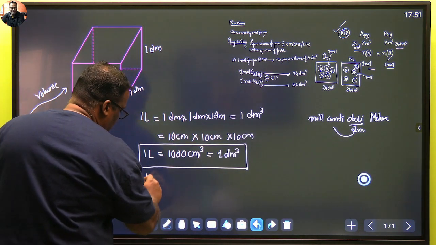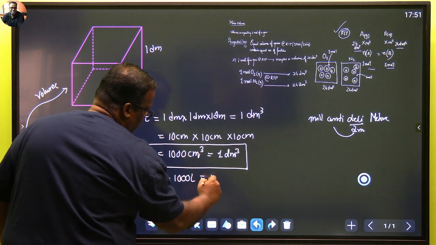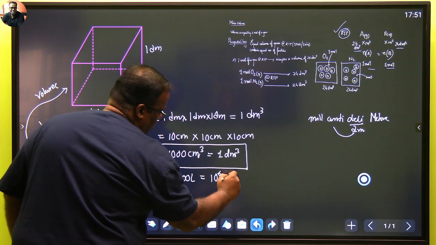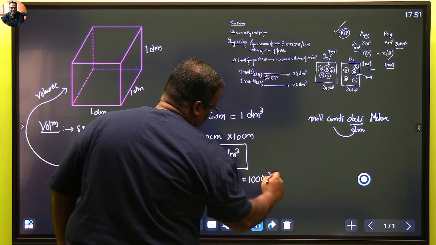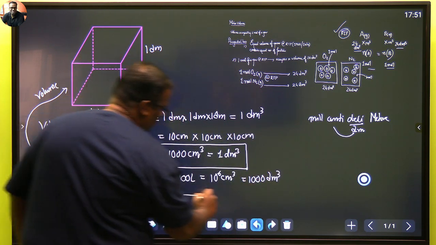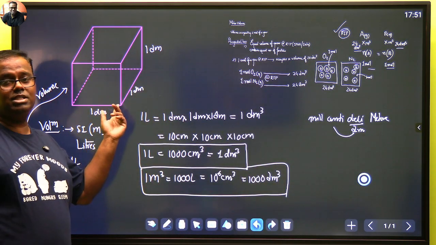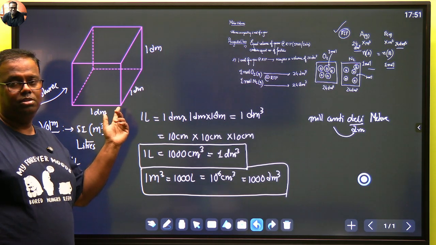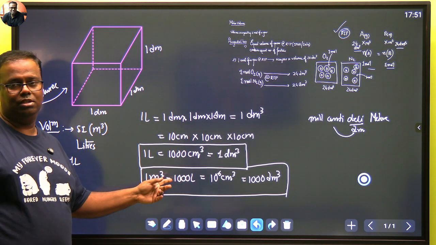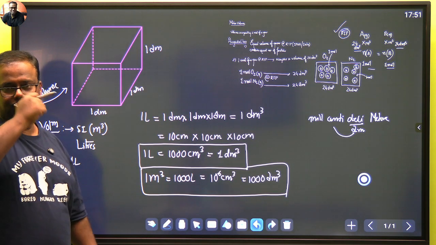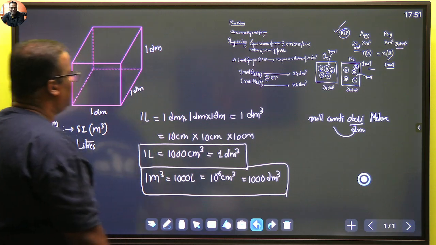And if you want by meter cube, then 1 meter cube is equal to 1000 liters, which is equal to 10 to the power 6 centimeter cube. 1000 liters means 1000 dm cube. This is not that necessary, but this is very easy to understand. Think about a cube whose each side is as big as the meter stick in a cloth shop. Inside that, 1000 one-liter water bottles can be fitted. Okay? This will be very important for us. Write this down and keep it.